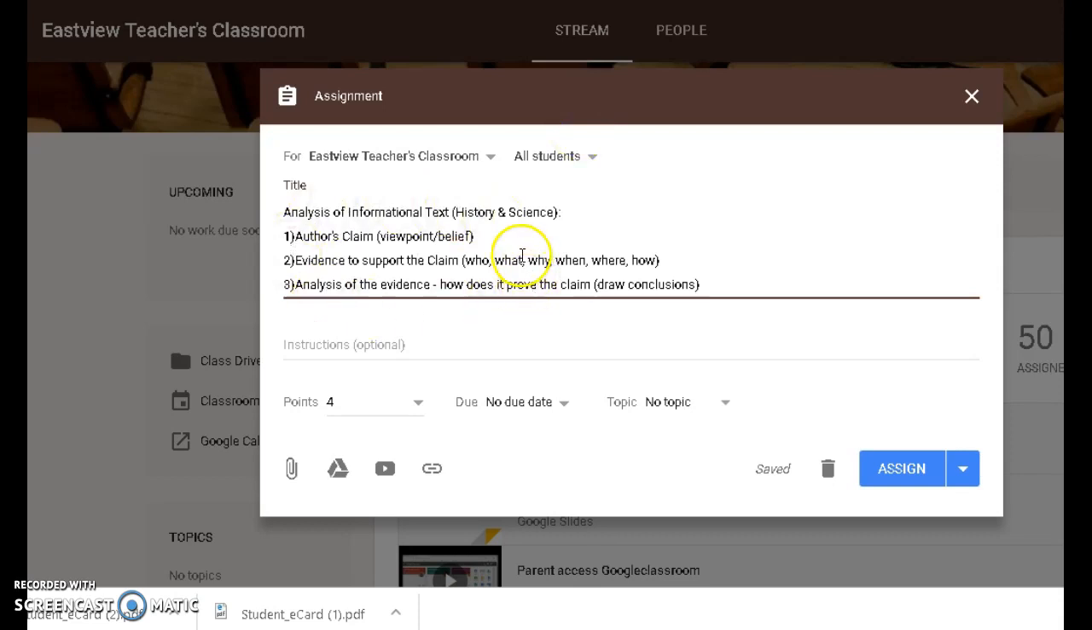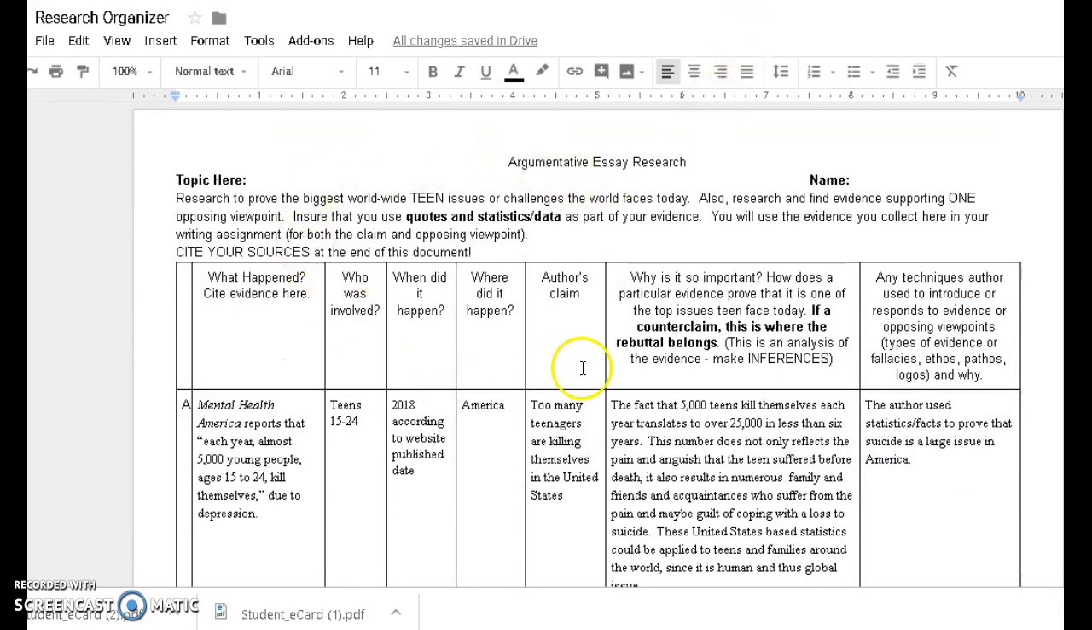Since that's part of the standard, I created a little graphic organizer to help with research. So what happened, they cited there any quotes, statistics, data, and then I put in there the who, why, when, where. I have them write out just a brief author's claim, and then here's the analysis piece. This is where they make their inferences, why it's important. Also in English, we're learning about techniques and what they're using, so I'm having them point that out as well. But when you copy this and make your own, you can always delete that.